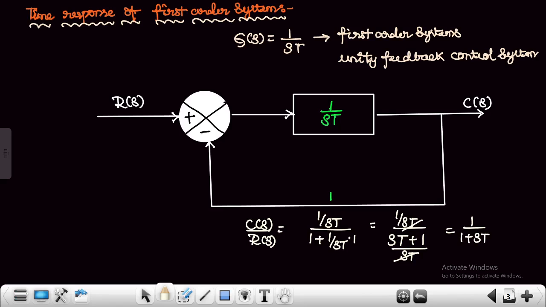Now we will see what is the response of this first order system. C of s can be written as C of s divided by R of s, which we got as 1 by 1 plus sT. So C of s will be written as R of s into 1 by 1 plus sT.